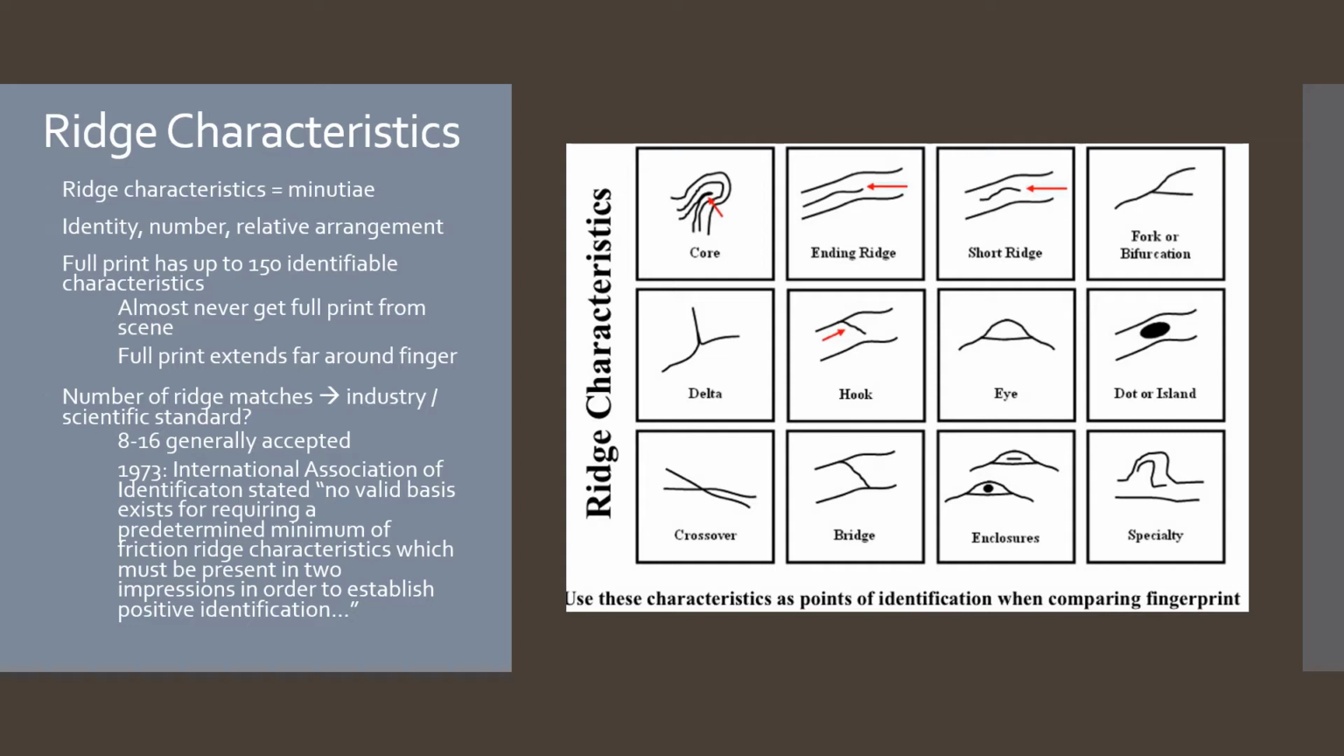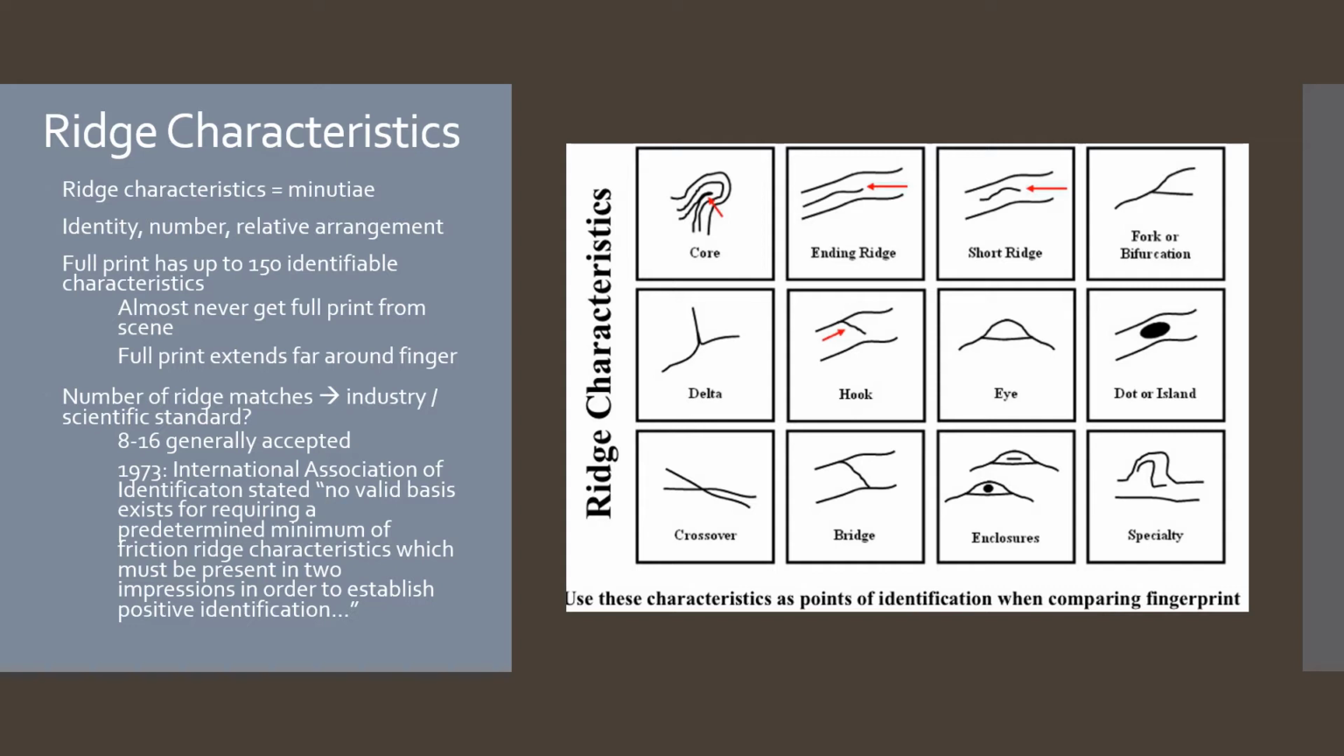Of course, you almost never get a full print from the scene, and remember, the full print actually extends the whole way around the finger. It's not just that finger pad part. You can have minutia features towards the sides of your fingers, extending all the way over to close to your fingernail and all the way down to that first knuckle crease by your fingertip. Even if you get a full print from a scene where all 10 fingers are represented, you almost definitely don't get the full fingerprint.